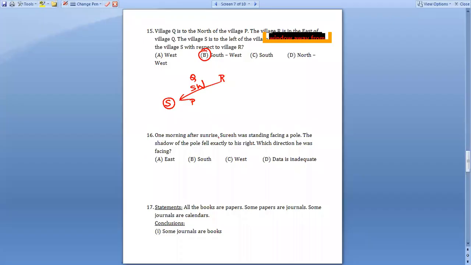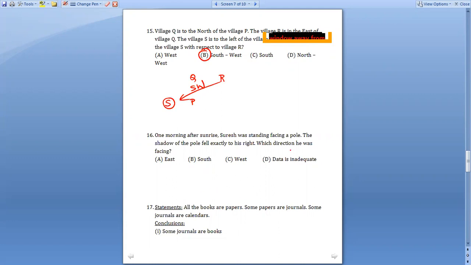Next, question number 16. So one morning after sunrise, Suresh was standing facing a pole. The shadow of the pole fell exactly to his right. Okay, so this is the pole here, and this is Suresh. He's facing the pole, and the shadow of the pole fell exactly to his right. So this is a completely concept based question. So before proceeding further, it's not good to locate these people first, I mean Suresh and the pole.